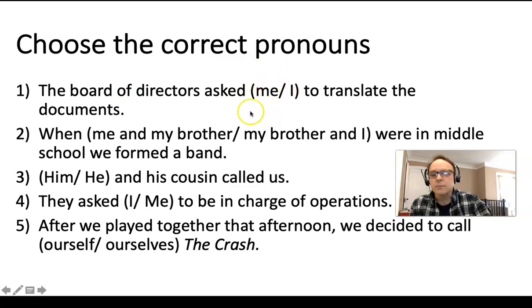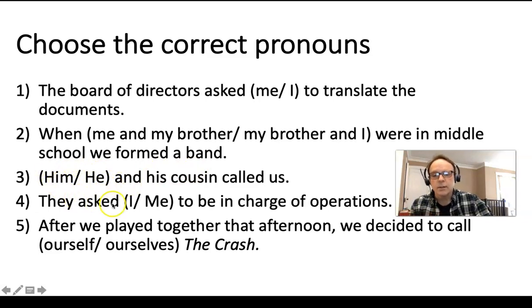I need the Jeopardy music. When me and my brother and I, you have to choose one. We're in middle school, we formed a band. So this is the subject now. My brother and I formed a band. My brother and me, whichever one, you have to decide. He, him, and his cousin called us. So whichever one you want to choose, he called us or him called us, which sounds right. One of these is a subject pronoun, this is an object pronoun.